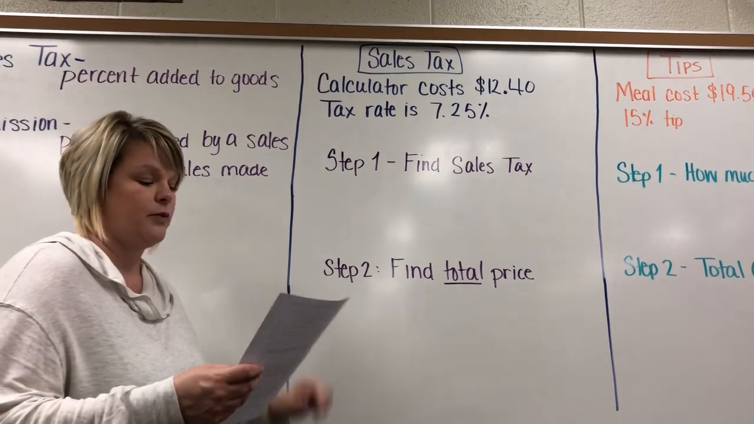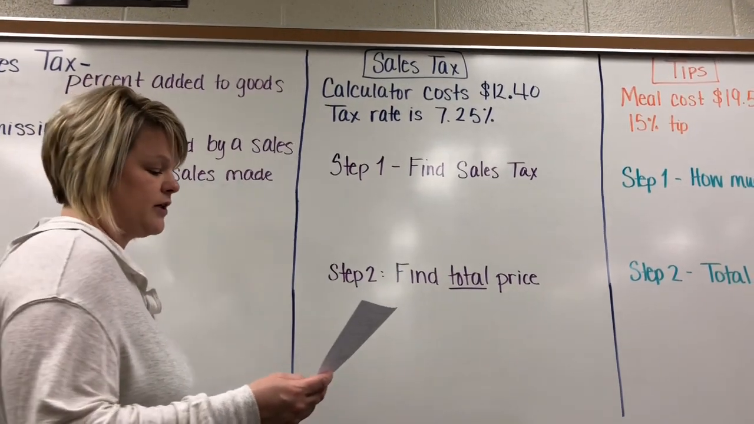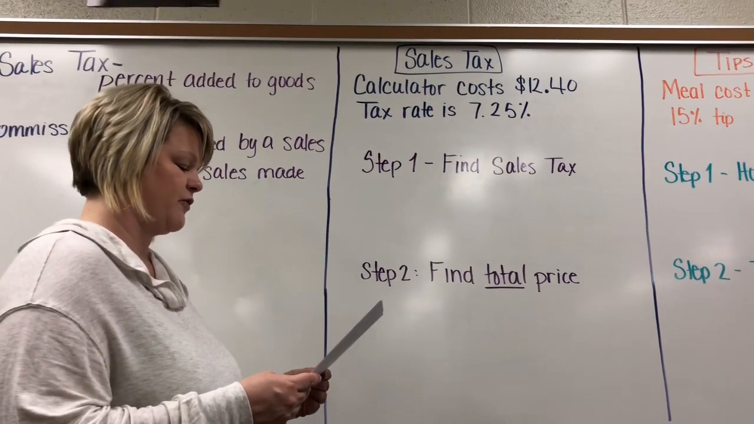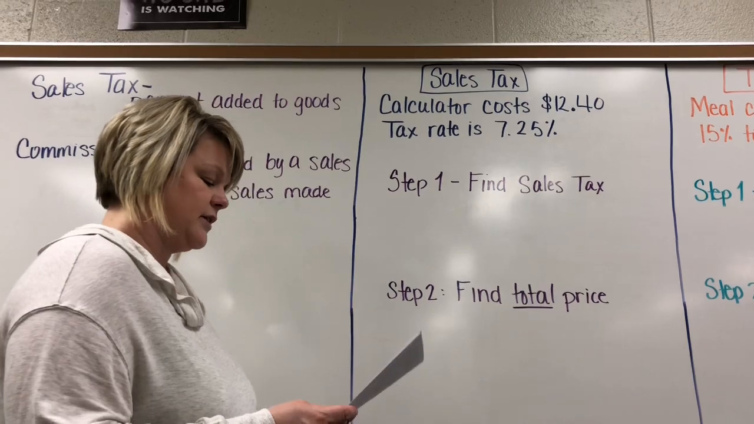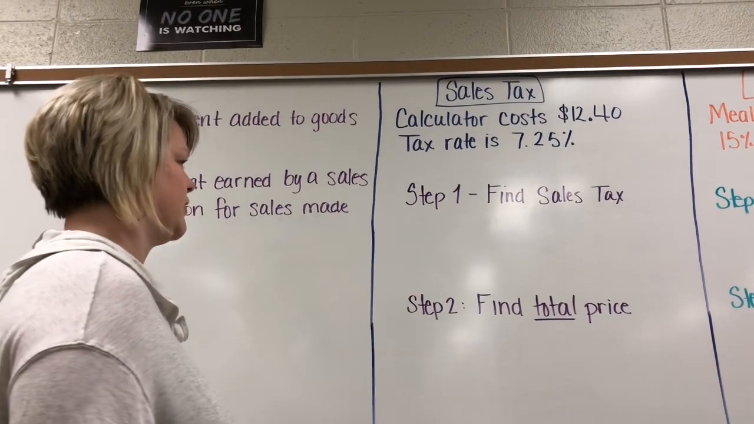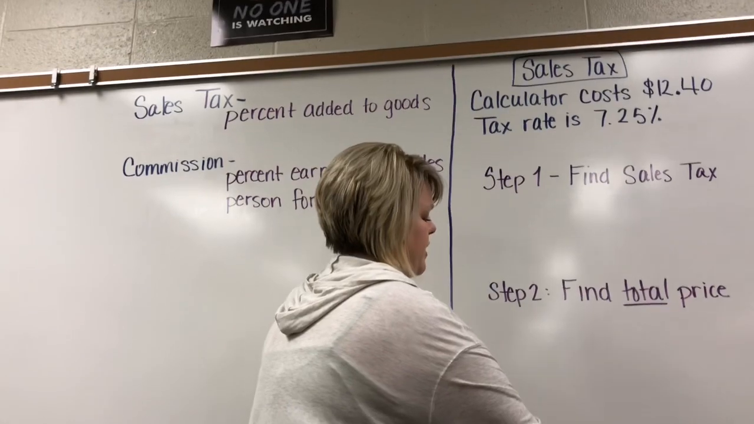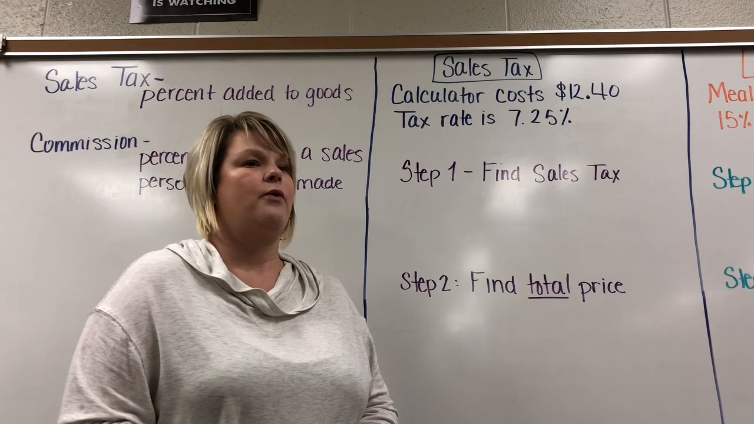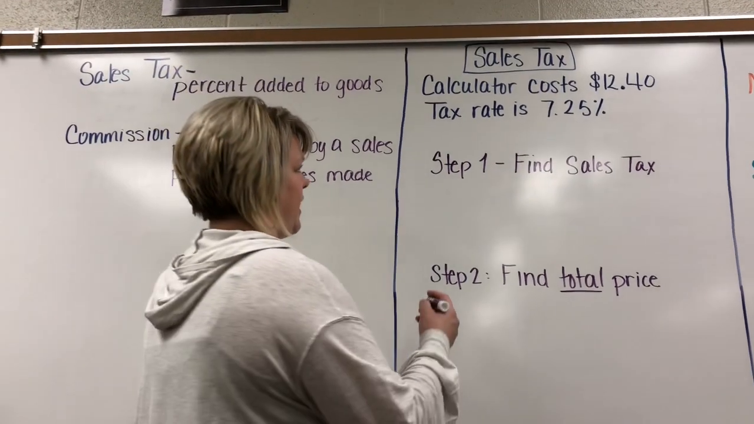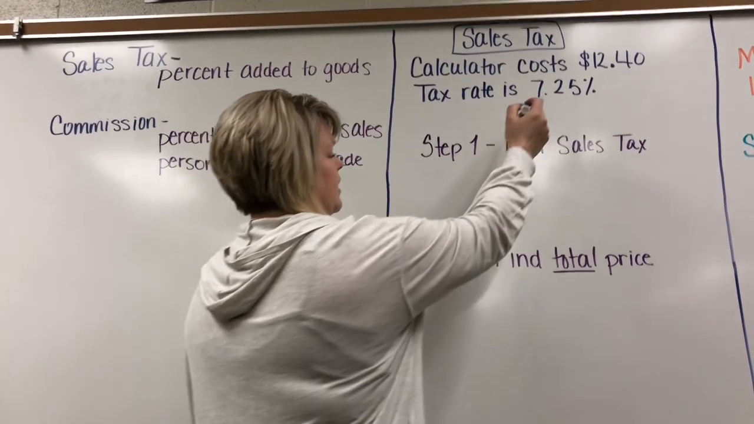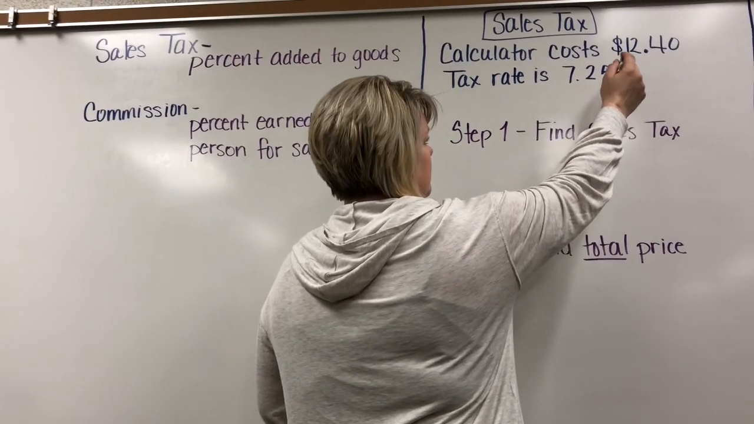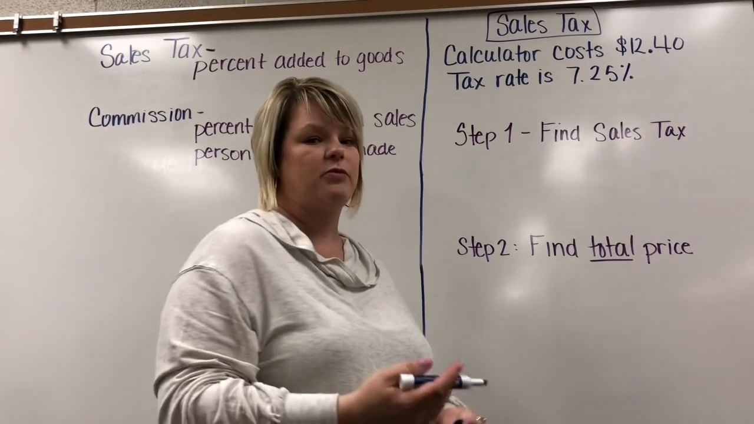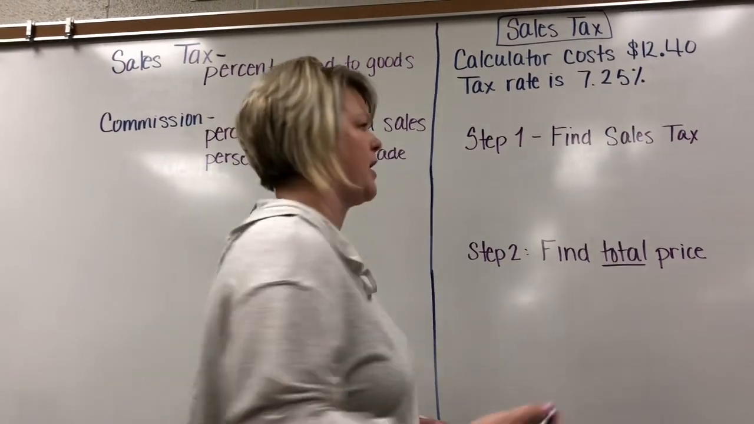So, on the worksheet it says that Phil bought a new calculator. It cost $12.40. The tax rate is 7.25%. Calculate the tax and the total cost for the calculator. So, the first step that you're going to do is find the sales tax. So, we have to multiply. We're saying that it's 7.25% of $12.40. And we talked about in previous videos that the word of means multiply.